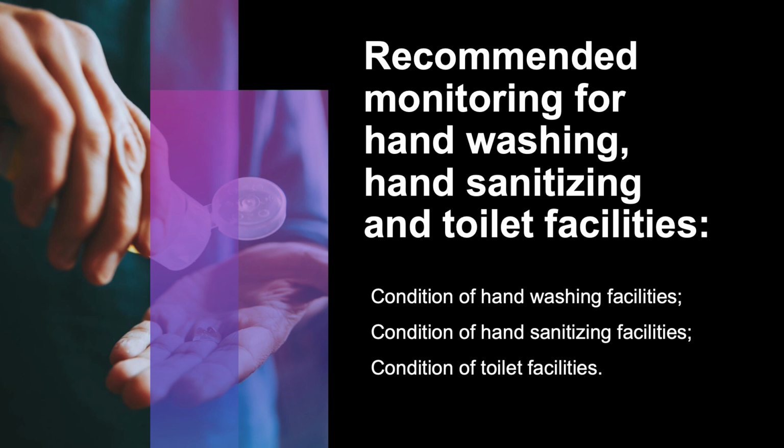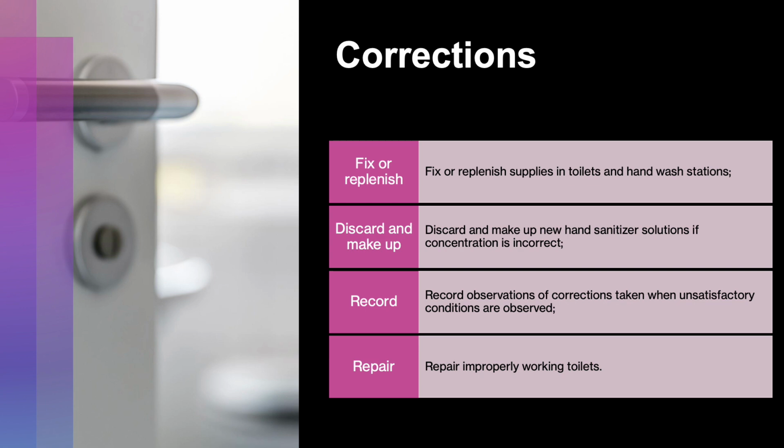So I've laid out some recommended monitoring for hand washing, hand sanitizing, and toilet facilities. You'll be monitoring the condition of each of these areas. It's important when you find a deficiency or something wrong that you correct it. Here's some potential corrections: fix or replenish any supplies in the toilet or hand washing area. Discard and make up new hand sanitizer solutions if concentration is incorrect. Record observations of corrections taken when unsatisfactory conditions are observed, and repair improperly working toilets, particularly mindful of the seals.